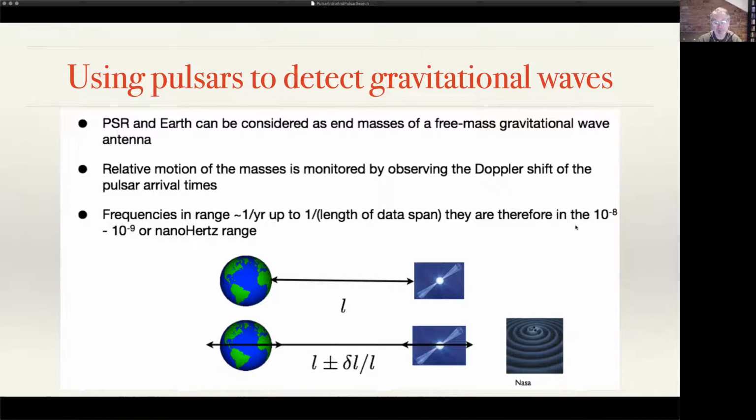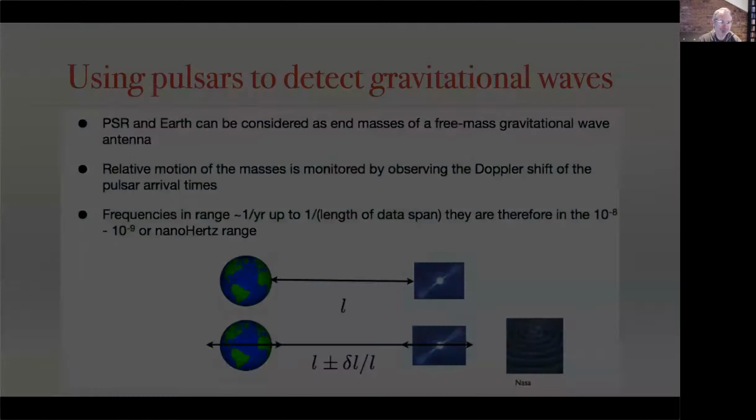If the gravitational wave passes over the pulsar, it also causes a change, but in this case we're only interested in what happens to the Earth, because that is a correlated signal to all different pulsars. The frequencies we're trying to detect gravitational waves at are so-called nanohertz frequencies. This corresponds to periods of a year or longer, so we're talking about very long wavelength gravitational waves.